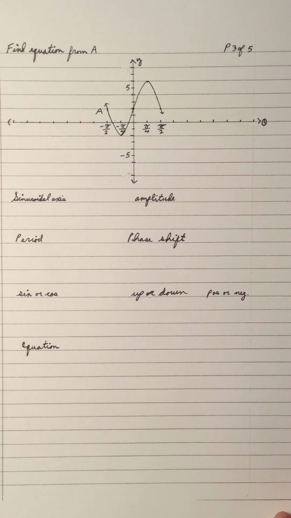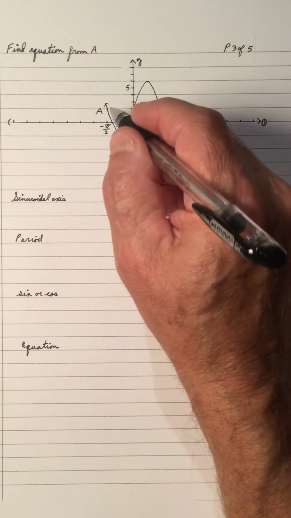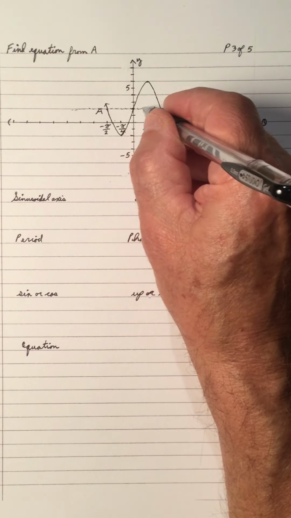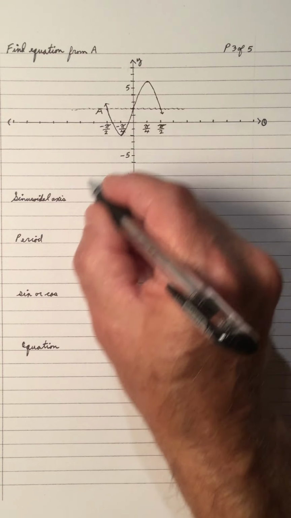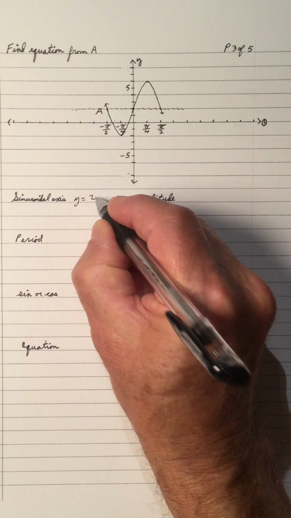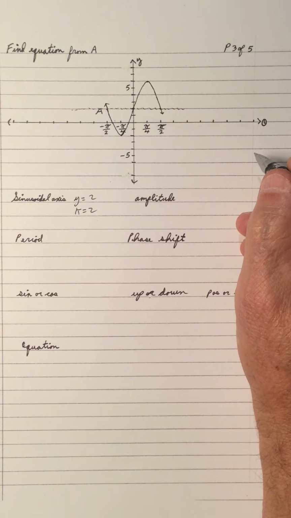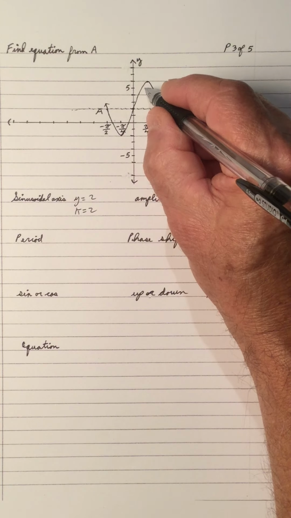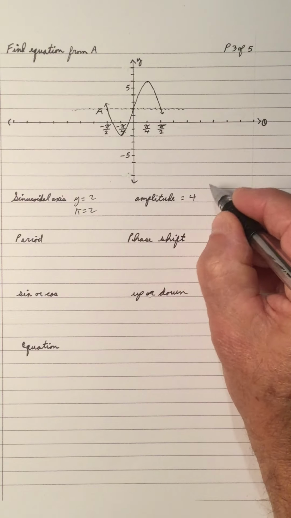We have a graph, and as before, we'll pick up the sinusoidal axis. In the middle, I draw it through here. So the sinusoidal axis is y equals 2, which means k is 2 in my equation. And the amplitude is 1, 2, 3, 4. So the amplitude is 4.